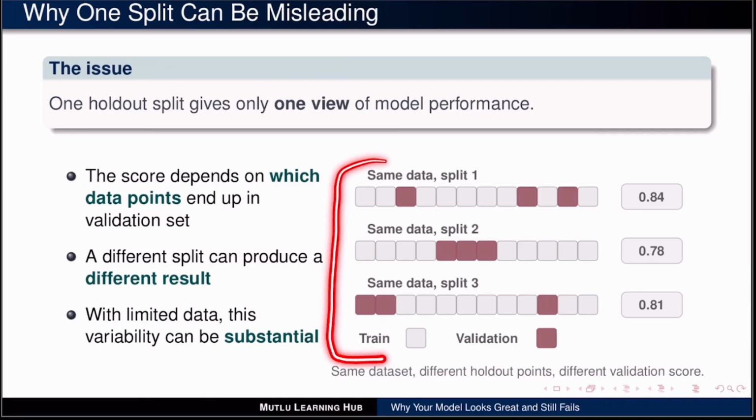So in this picture, the data is the same each time. What changes is just which points are held out for validation. And once that changes, the validation score changes too. That's the key issue. A single split can make the model look better or worse just by chance.